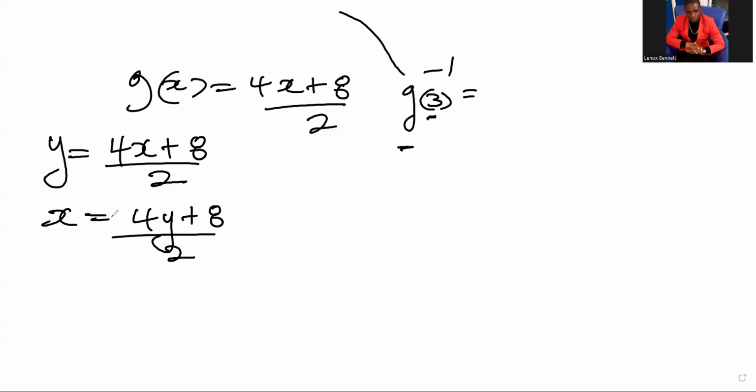So now we're going to solve for y. We're going to make y the subject of the formula. So we're going to do the opposite of this, this, this, whatever has been happening, starting with the last one that was done, the divide by 2. Alright, so 4y plus 8 divided by 2. So clearly, we times by 2 first. Anything you do to one side, you have to do to the next side.